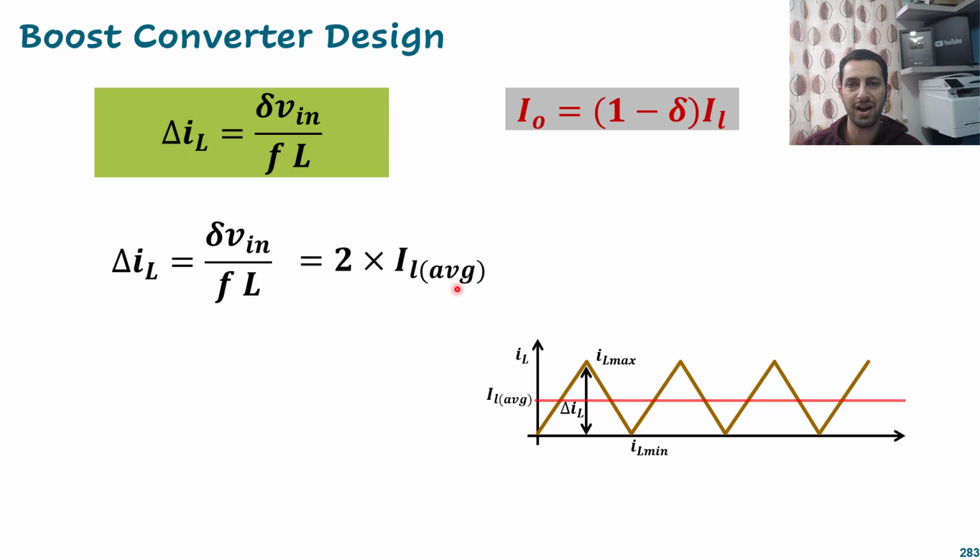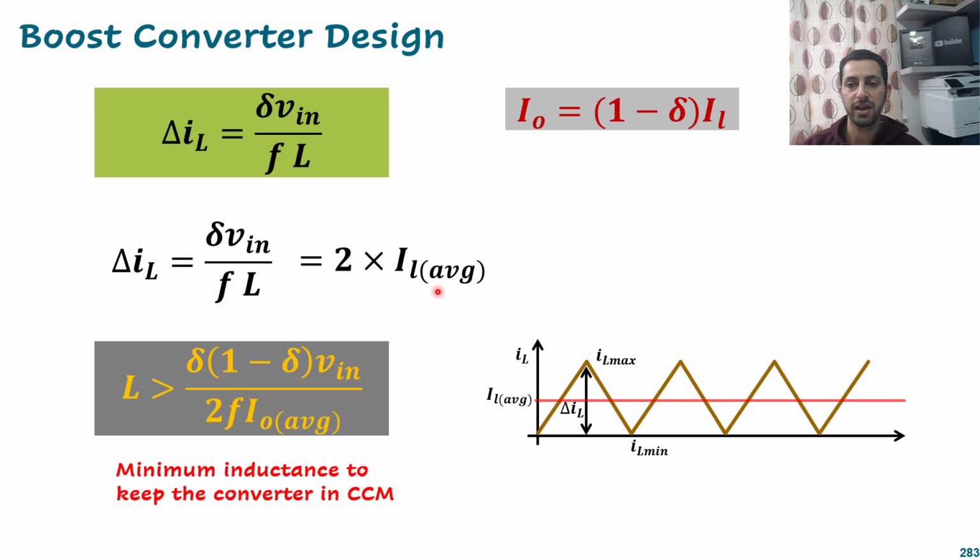But what is the value of IL related to the I output? I think I output equals 1 minus delta times IL from the previous slide, and we can get that in terms of I output, and we can get L from that equation to be more than delta times 1 minus delta times V input divided by 2 F I output average. So if I output has a value, I have to use that I output. If I want to maintain my boost converter in continuous mode, for example, if it supplies 1 ampere, I have to choose L to sustain that.